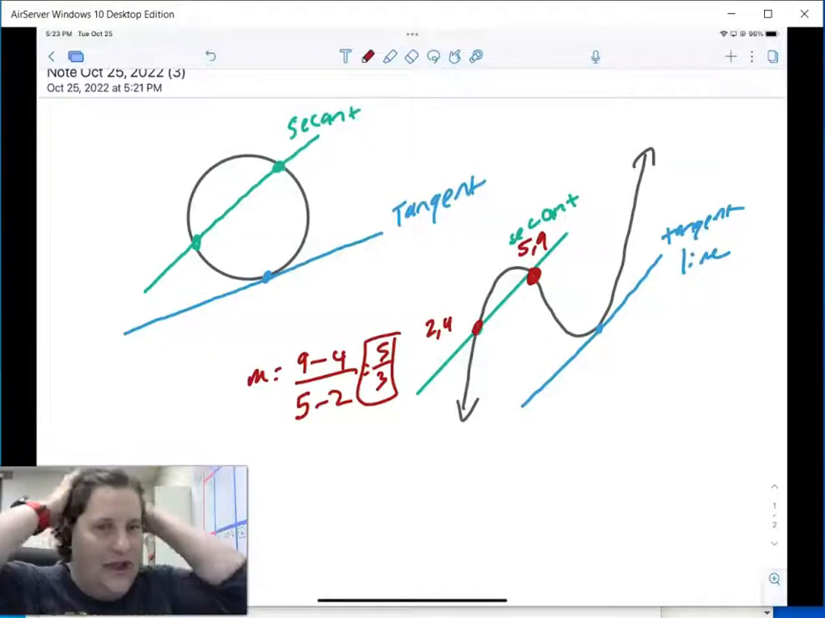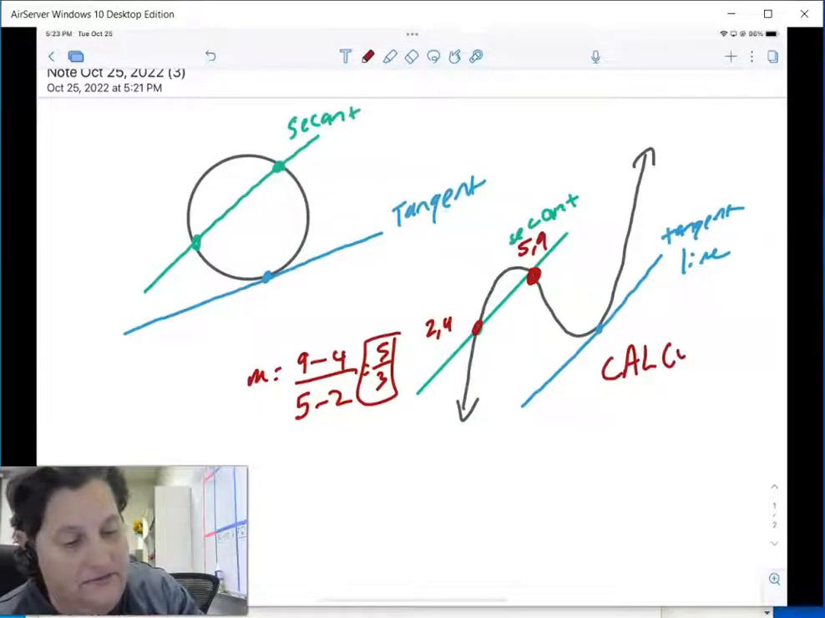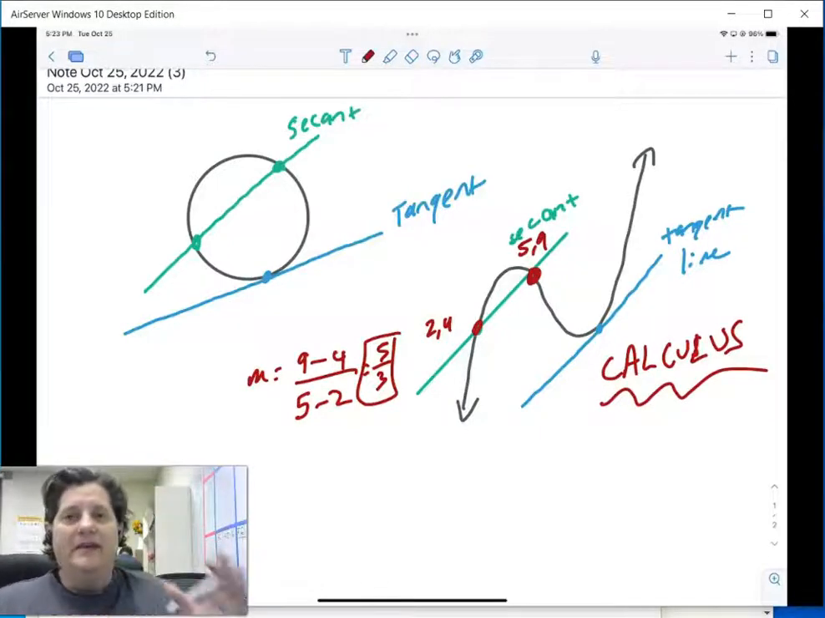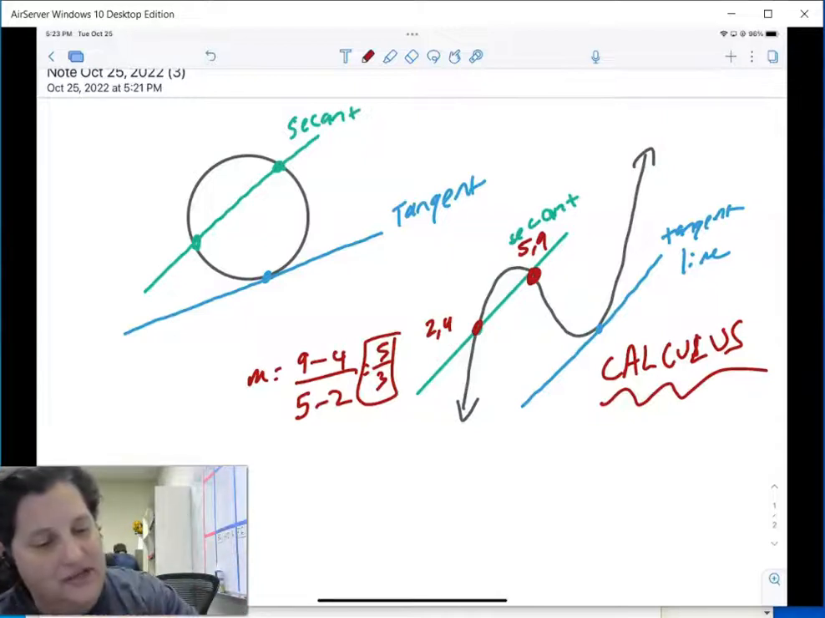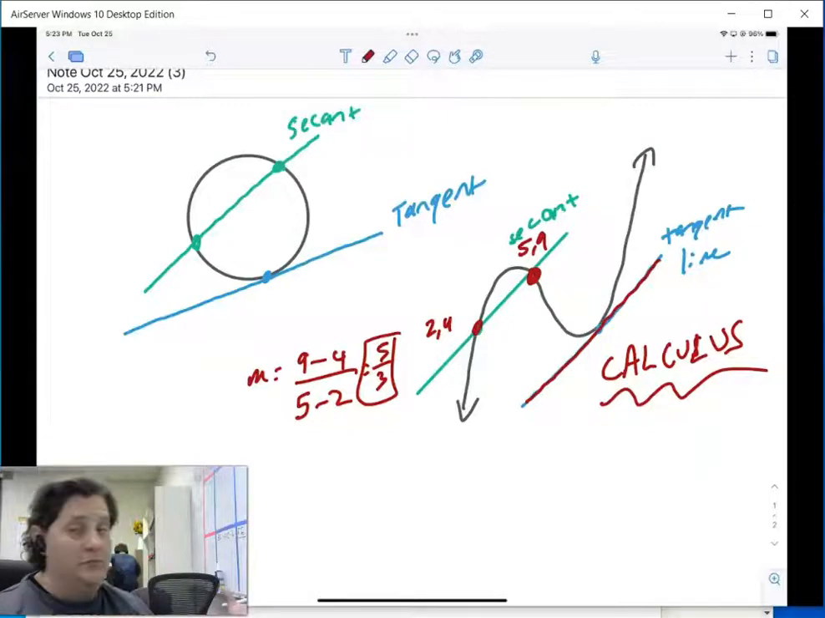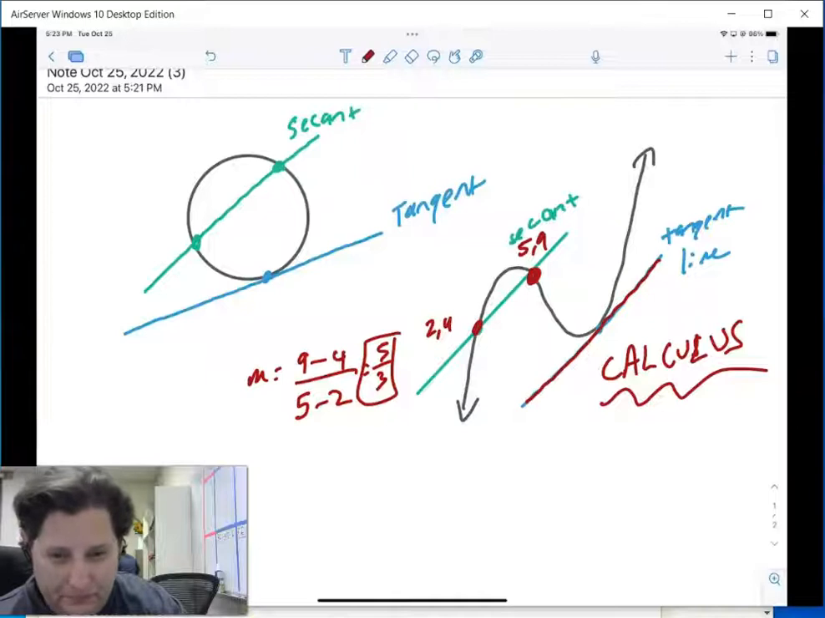How do I find the slope of a tangent line? This is where calculus comes in. The entire definition of a derivative is based on finding the slope of that tangent line. Okay, why? Super important. We'll talk about it. All right. So let's go back to here real quick.